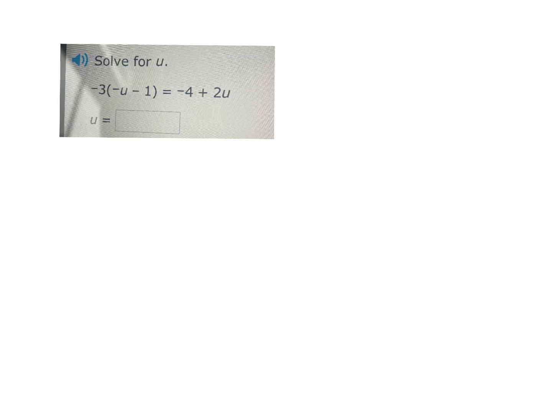So Veda, the first thing you want to do for this problem is distribute that -3 through the parentheses to the minus u and the -1. So that's going to give you a negative times a negative is a positive. So I'm going to get a positive 3u, and the -3 times -1 is going to give me +3. And that's going to be equal to, on the other side, I have -4 plus 2u, right?